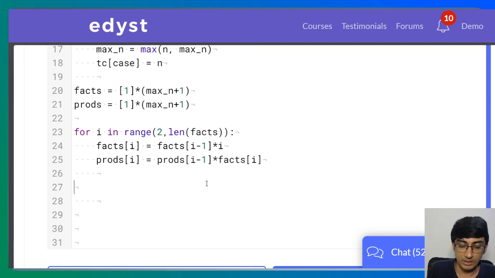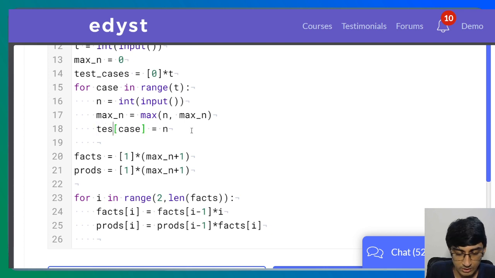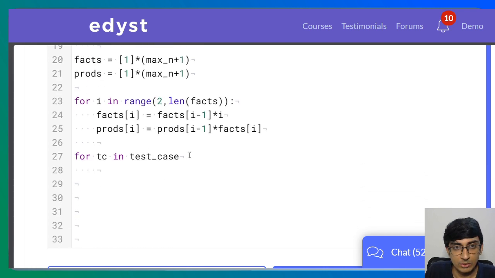And once we have done this, what do we want to do? We want to now go through all of those test cases again. So this is your f of i basically, right? So I'm going to do for test case in test underscore cases. I think we messed up this part. It should be test underscore cases here. So for each test case that is there in test cases, simply what I'm going to do is print prods of TC, right?